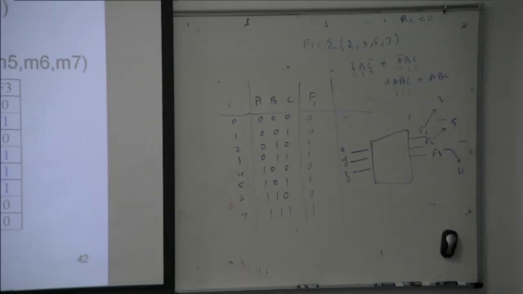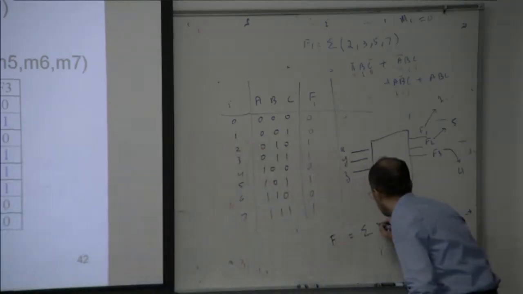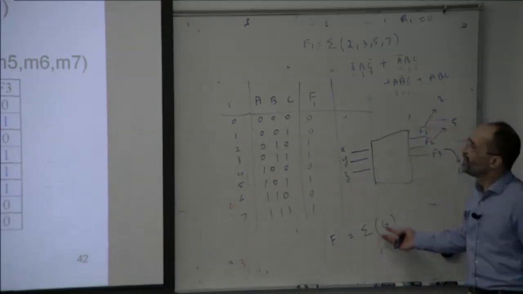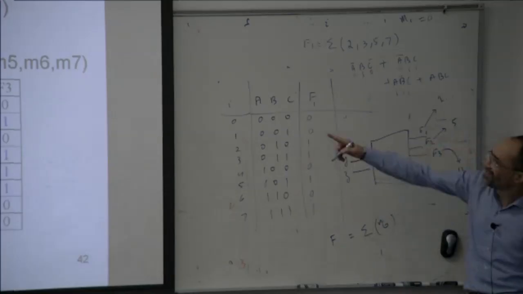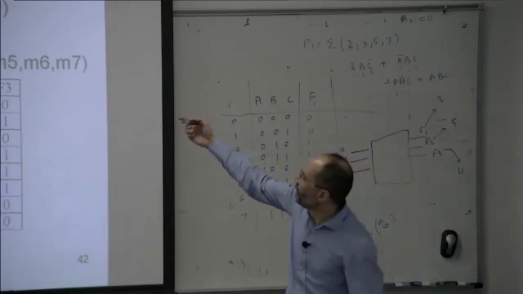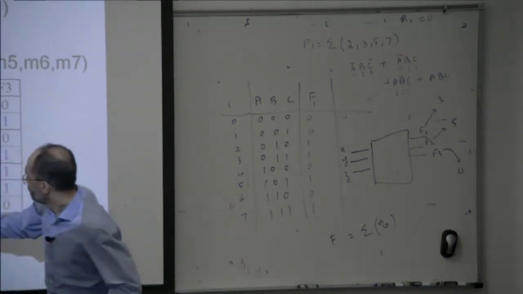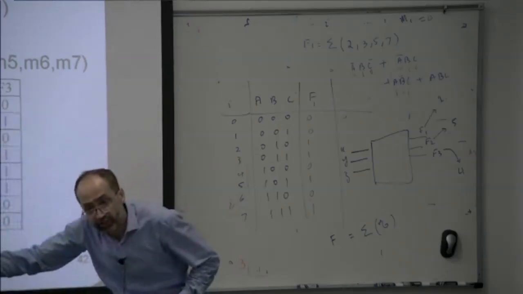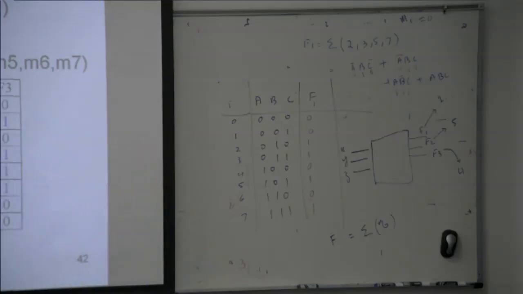Concise. If you say f = sigma m(6)... can you see here, sigma m6? So now you say sigma m6. It means that instead of building the truth table, this is a more concise representation of any Boolean function, and this is a sum of product term. Okay.